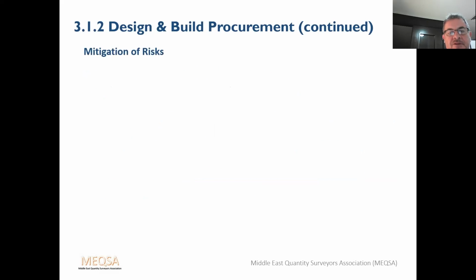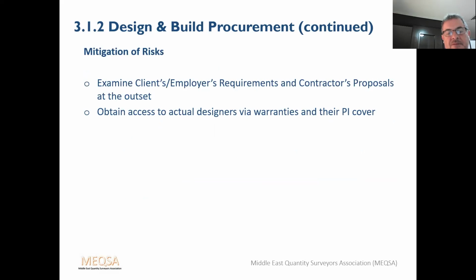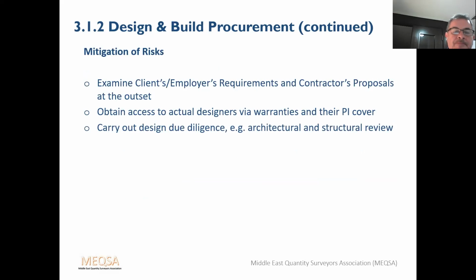How to mitigate these risks. You should examine the client's and employer's requirements and the contractual proposals at the outset. Basically, they should match up together. Every clause from the employer's requirements should be matched with the contractual proposal. You should obtain access to the actual designers via warranties and PI cover. This is very important if anything goes wrong. You need that direct link.